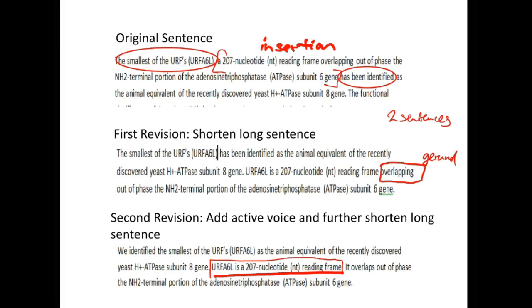Okay, so again, two levels of revision here, but it starts with putting the subject and the verb together, adding whatever the insertion is as a second sentence to it, and then working on that sentence further by taking out the gerund, even shortening it more. So you end up with three sentences instead of this one long sentence, and it makes it a lot more readable. So that's the first part of this paragraph.